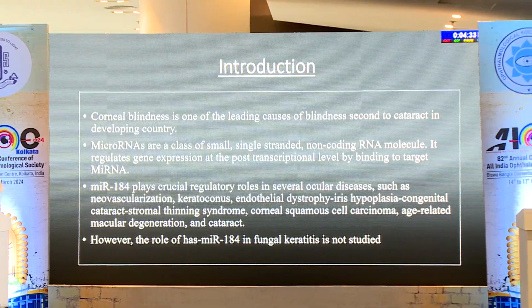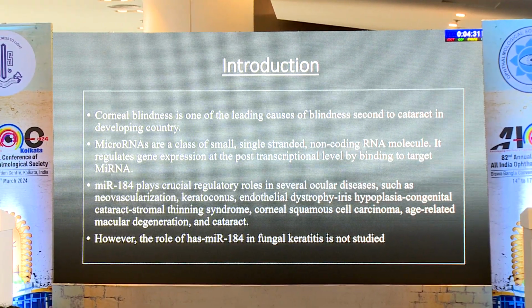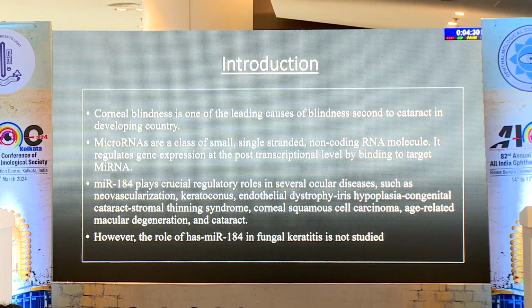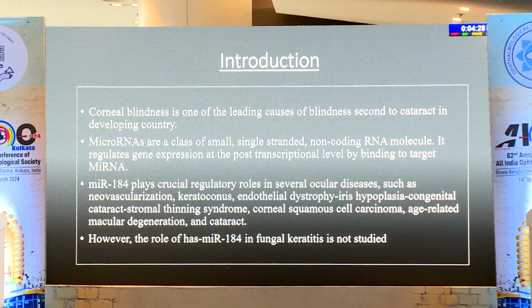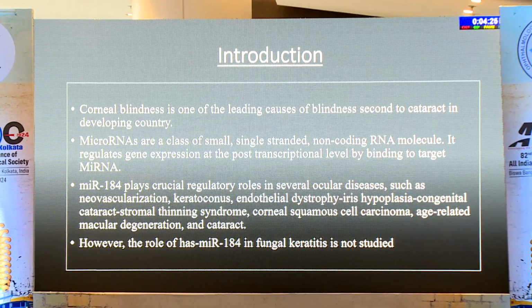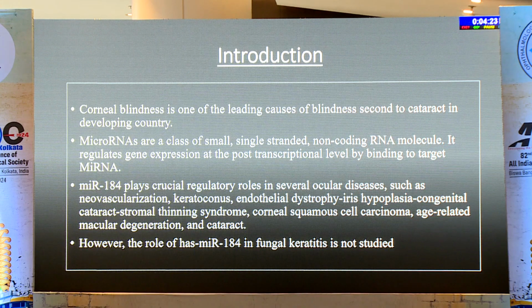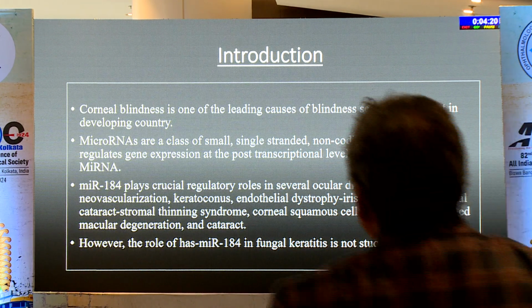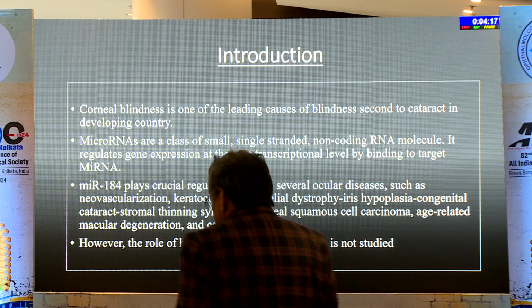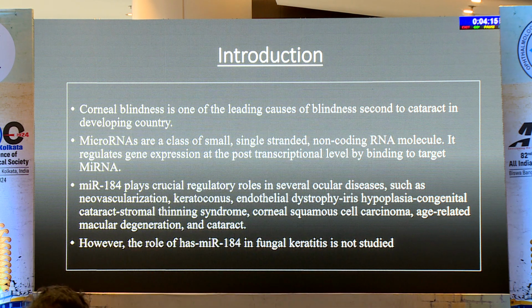MicroRNAs, what are microRNAs? They are a class of small single-stranded non-coding RNA molecules. They regulate gene expression at the post-transcription level by binding to a target mRNA. Among those miRNAs, we are studying miRNA 184. It plays a crucial regulatory role in several ocular diseases. Its mutation is seen in keratoconus. However, the role of miRNA 184 in fungal keratitis has not been studied.